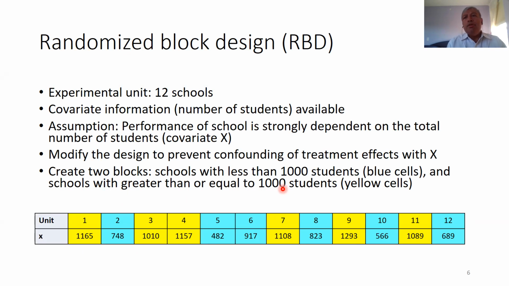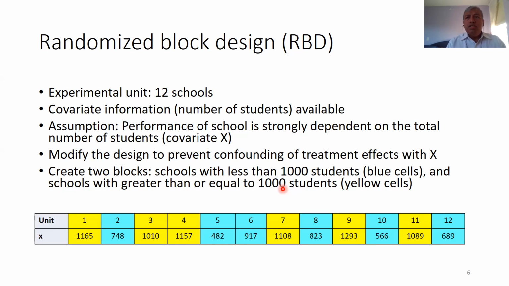Okay, so however, let's move on to a slightly more complicated scenario where our experimental units still are 12 schools and we have a very similar setting, but now let us say that some covariate information is available, okay? And that covariate is the number of students of these schools. So let's say that there is an assumption that the performance of the school is strongly dependent on the total number of students. And this number of students is a covariate.